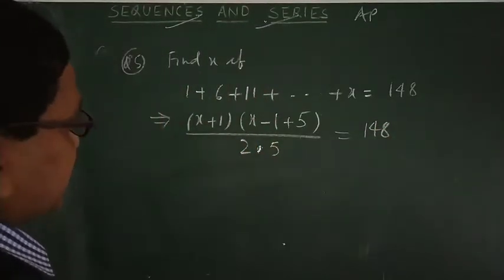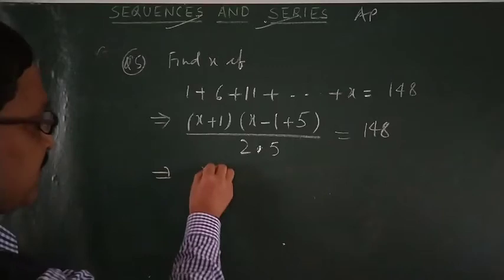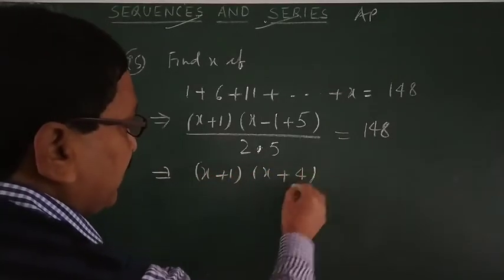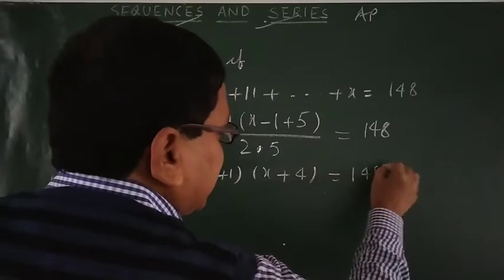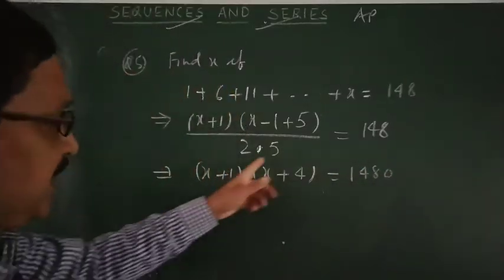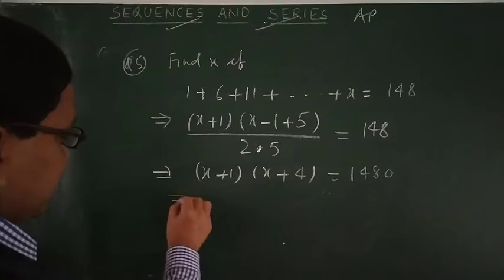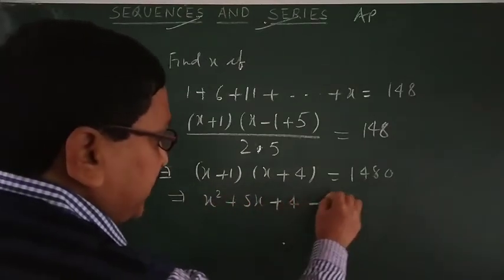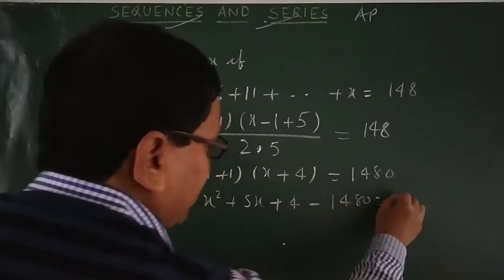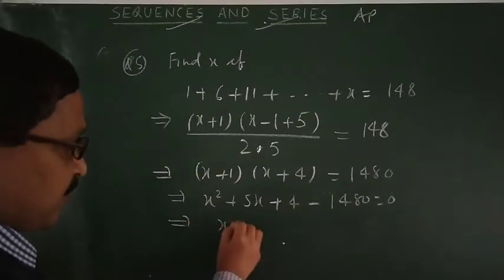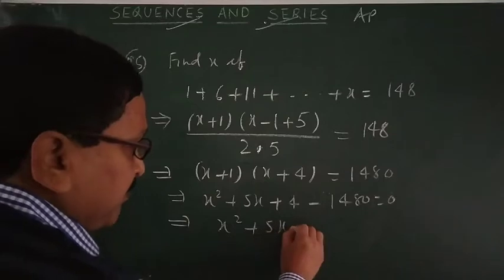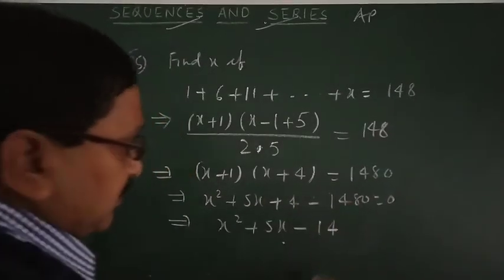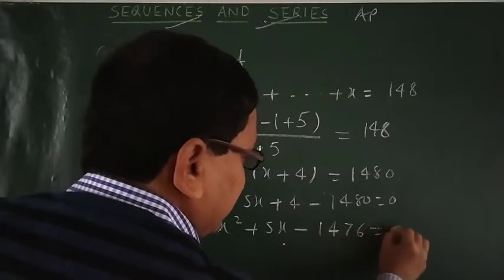You can do this. So this implies (X plus 1) into (X plus 4) is equal to 148 into 10, which is 1480. So this is X square plus 5X plus 4 minus 1480 is equal to 0. After that, this is X square plus 5X minus 1476 is equal to 0.